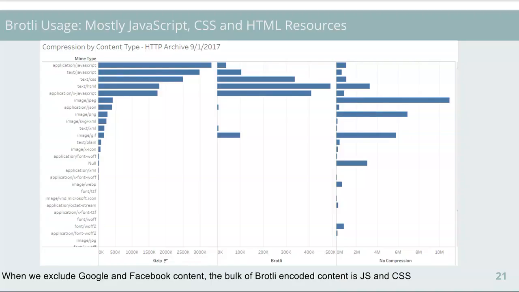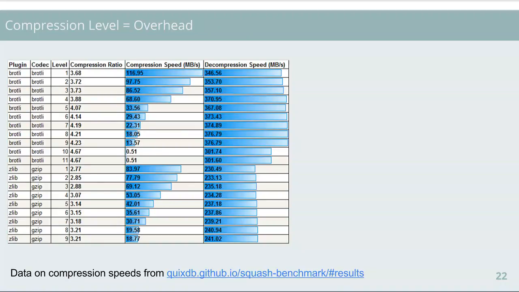that most of the Brotli compressed resources typically focus around text-based content, and it's usually JavaScript or CSS. HTML isn't as prevalent except for Facebook and Google, and one of the reasons we're seeing that in particular is because of the overhead you get with compression.